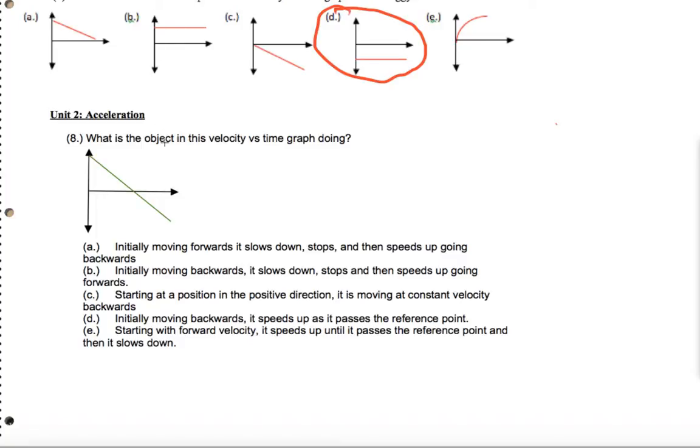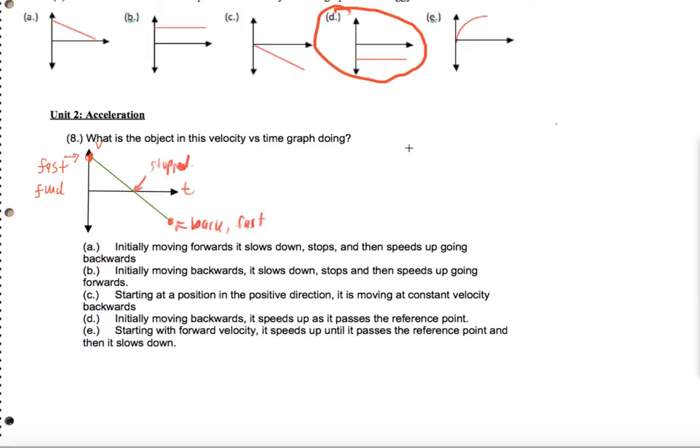Question number 8. We want to know what the object in this velocity versus time graph is doing. So let's note right here, we're going very fast and we're moving forward. Remember, this is a velocity versus time graph, not a position versus time. Here, we're going backwards, but also fast since our value is so negative. And then here, for a really quick second, we're stopped.